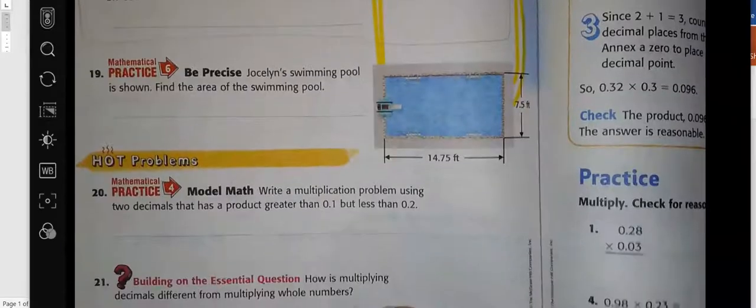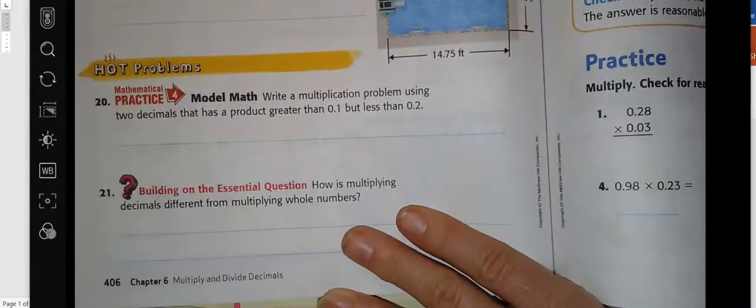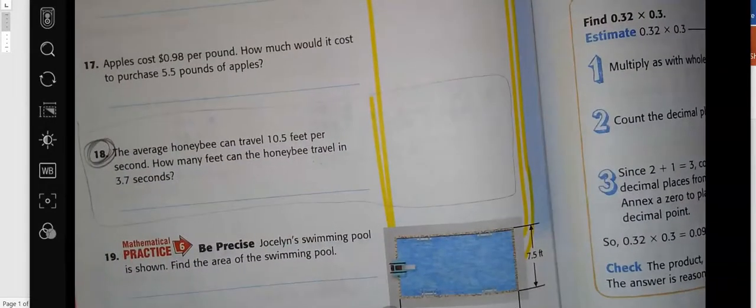This is your assignment for today, Friday. That is your only assignment. So it's page 406. Now you can see the page number 406, number 18 for your homework.